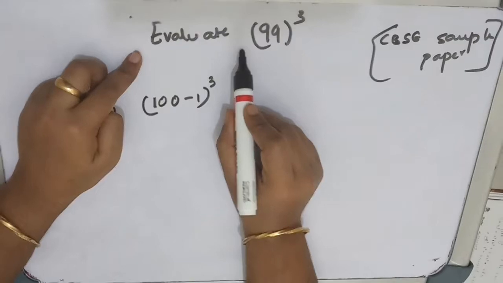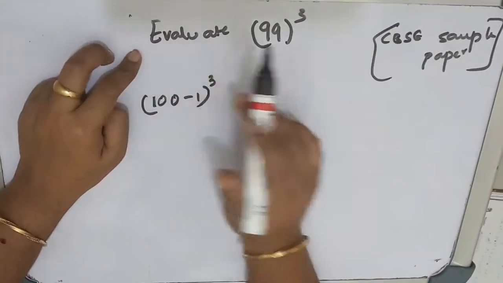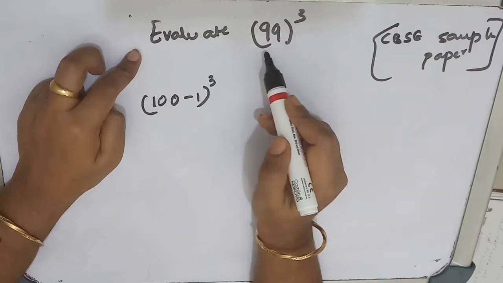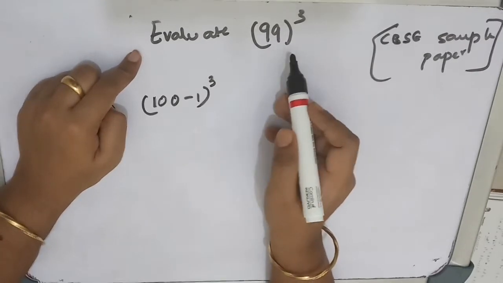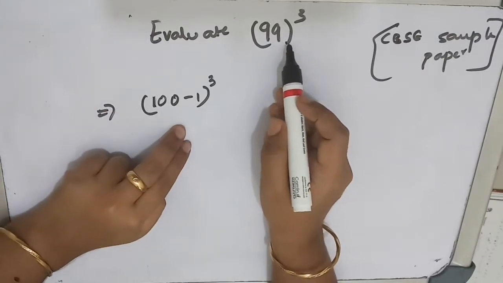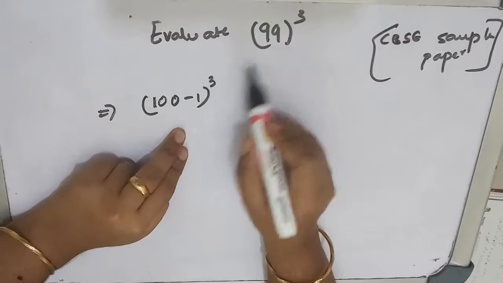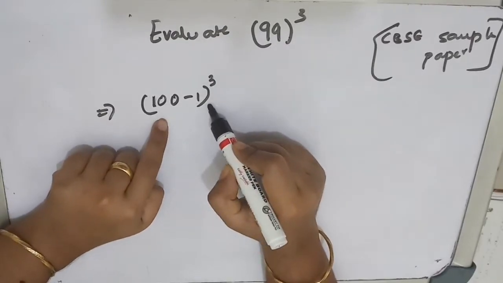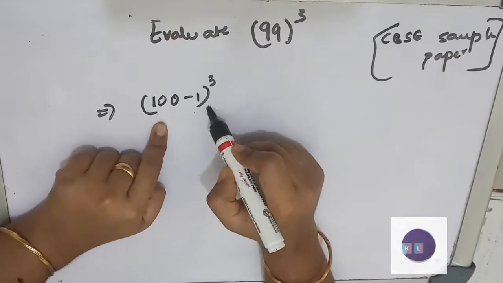Now this is another question from the CBSE sample paper. Evaluate 99 the whole cube. We know that it is better to use the algebraic identity rather than multiplying 99 3 times. So in order to obtain this in the form of an algebraic identity, we will express 99 as 100 minus 1. Therefore 99 the whole cube is given as 100 minus 1 the whole cube.